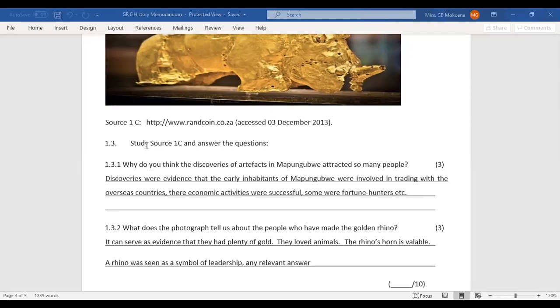Thank you, ma'am. The reason why the discoveries of artifacts in Mapungubwe attracted so many people is because they were sacred and they were beautiful, very valuable, and they were historically sacred. Nice, nice, nice. Correct.